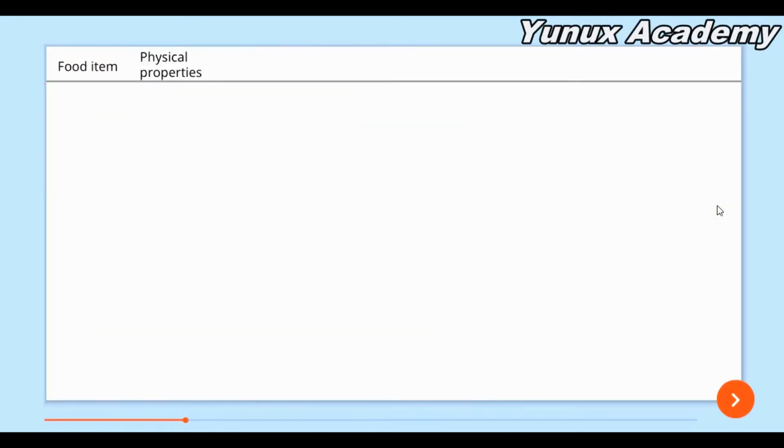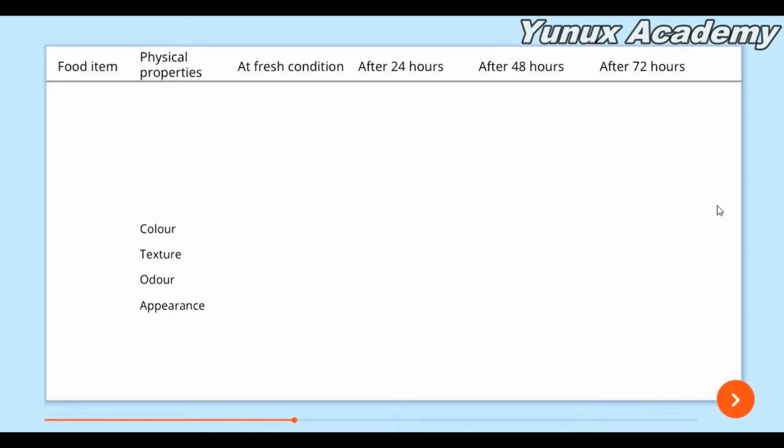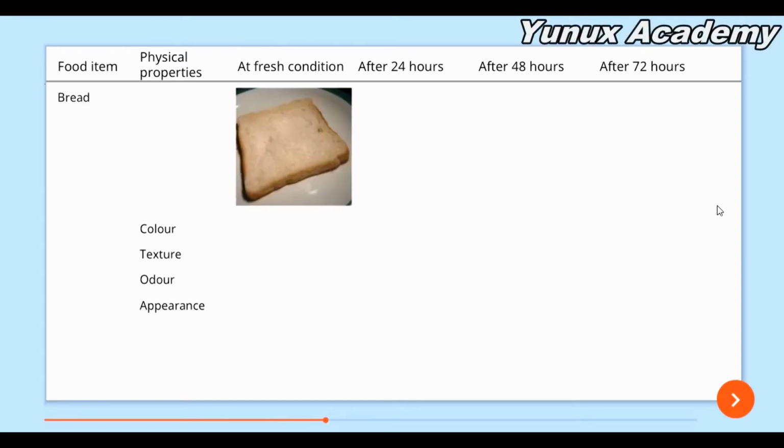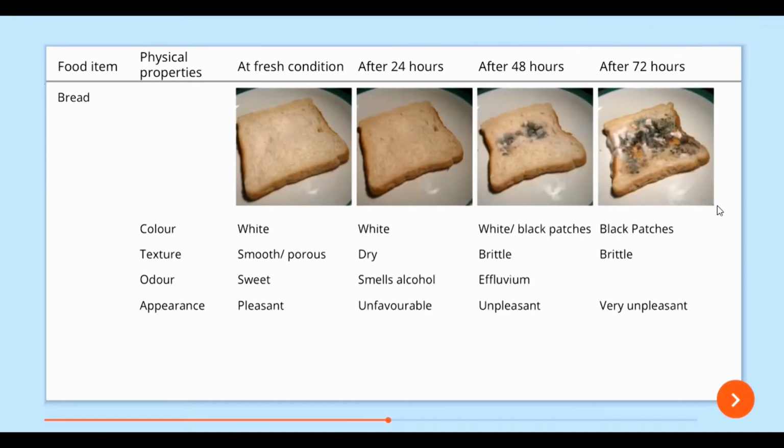For this, let's get a few selected food samples and observe their change of color, texture, odor, and appearance with time. Accordingly, the changes that take place in those food samples after 24 hours, 48 hours, and 72 hours from the fresh condition are tabulated below. According to this, you will observe that the slice of bread, which was white in color with a porous texture, a sweet odor, and a pleasant appearance in fresh condition, is turning with time to an unpleasant appearance with black structures, a brittle texture, and a foul-smelling odor.